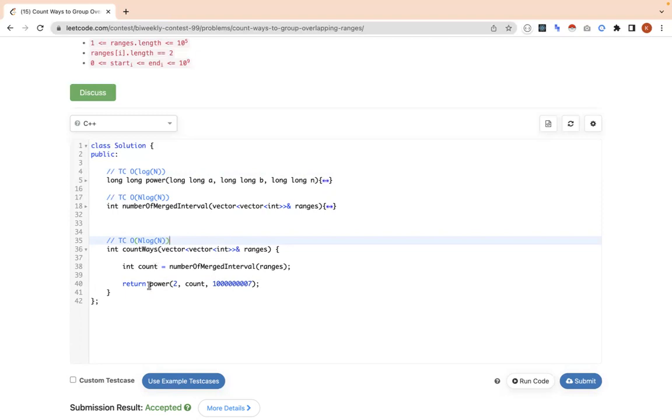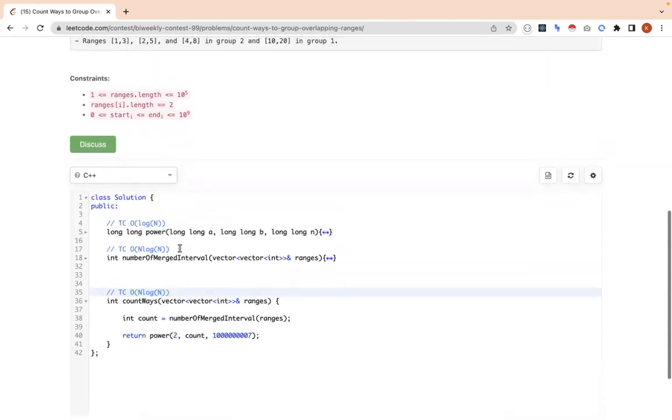The only change I did when I was submitting, on line number 40, rather than doing modular exponentiation, I just went ahead with one loop to find the power of 2. I kept p equal to 2 initially, started the loop from 2 to count inclusive, and just kept multiplying and taking modulo. Because here the length of the array is 10 power 5, we can run a loop for 10 power 5 times. Anyhow, we are running it to find the number of merged intervals.